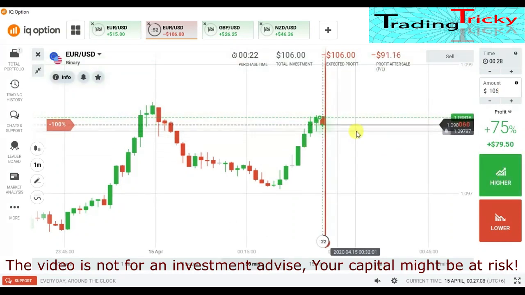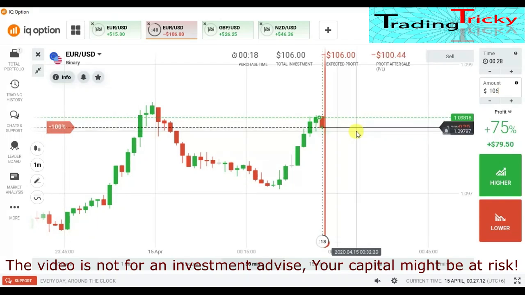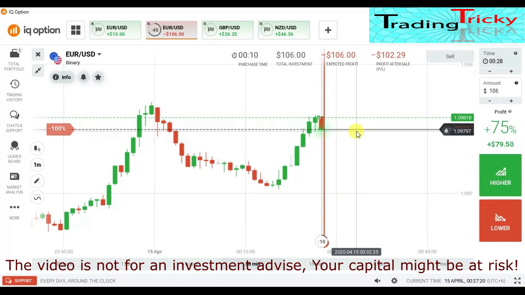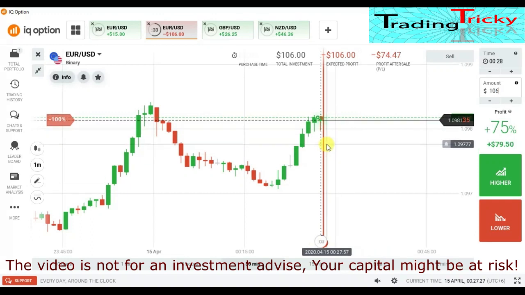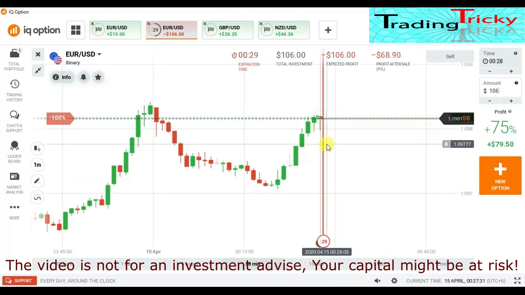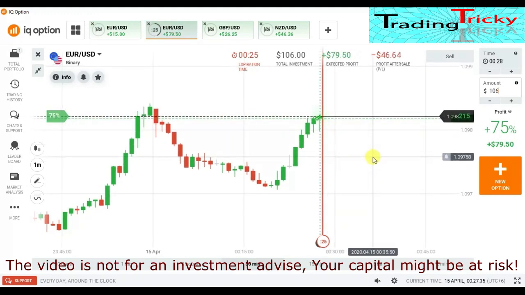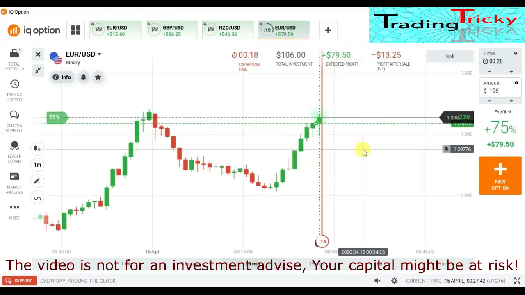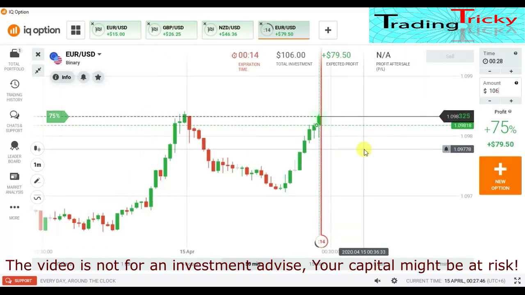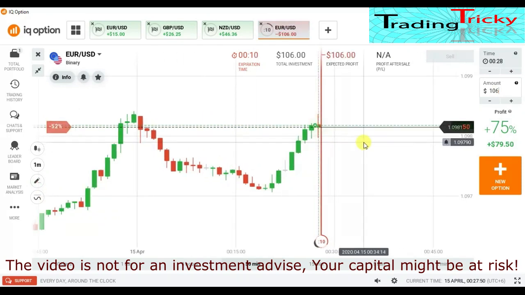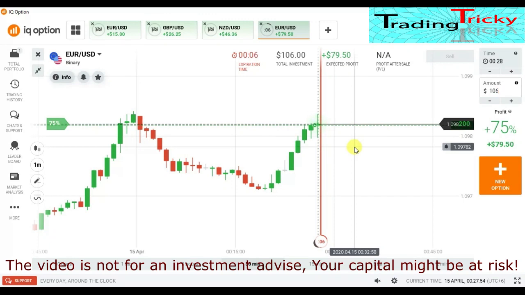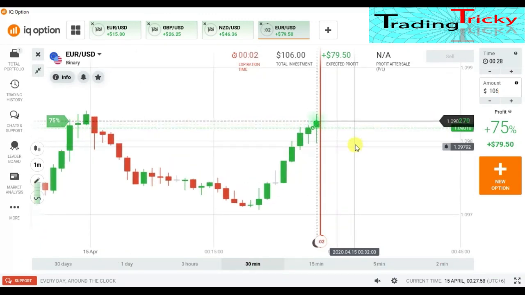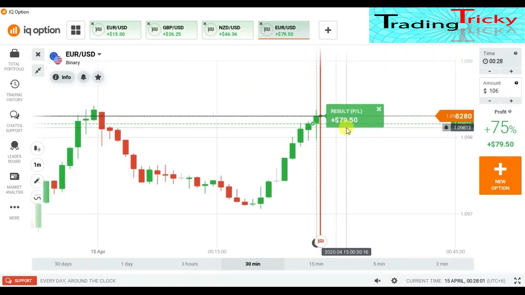Let me check that candle to close. Okay, still 15 seconds. Close this candle. Oh, sorry, 30 seconds. Okay, I think this candle will give me a winning trade. Let me finish this candle. Okay, I have won this trade also.